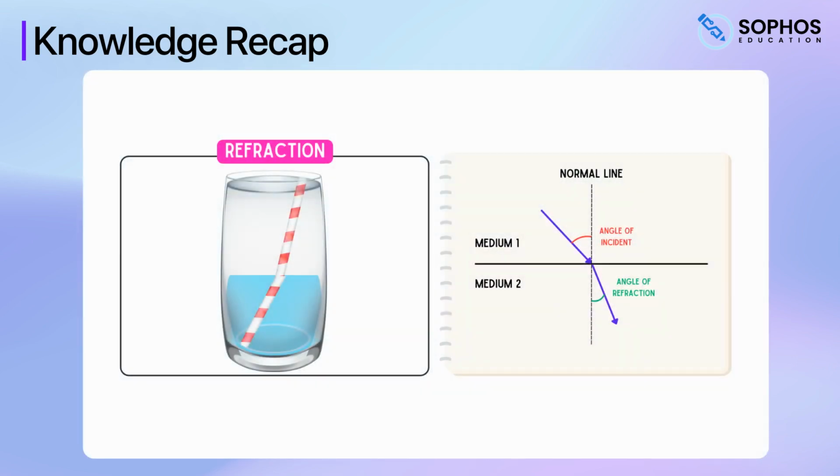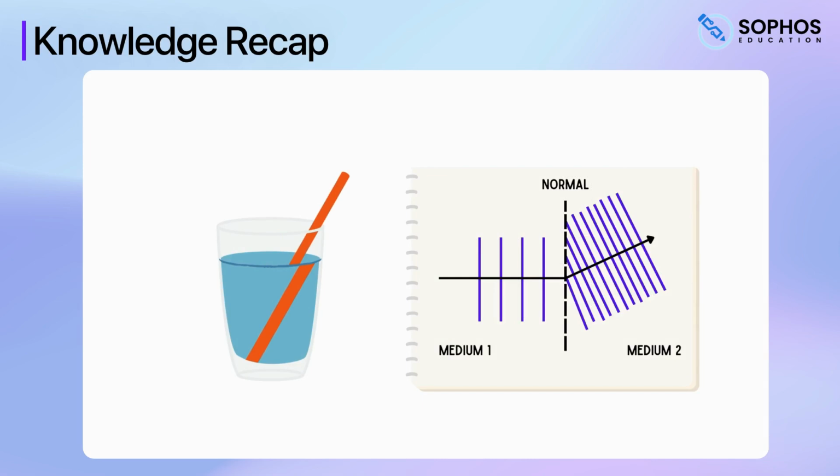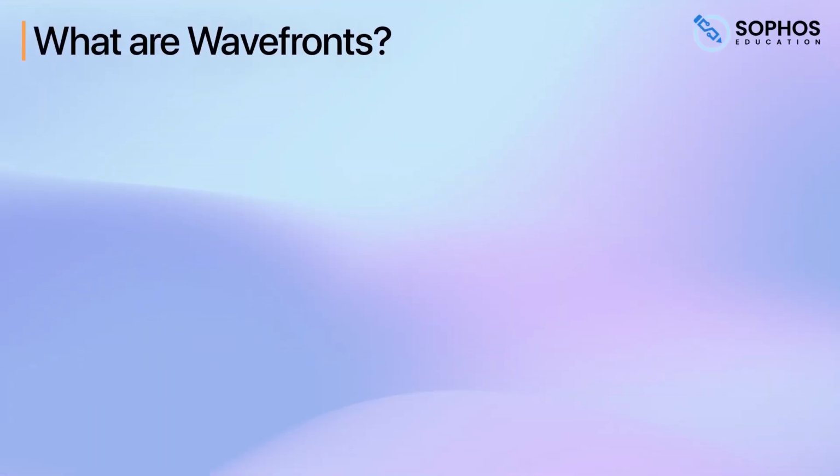So far, you are familiar with the concept of refraction and its associated ray diagrams. You understand how light bends when it travels from one medium to another, like from air to water, and how we use ray diagrams to represent this behavior. Building on this foundation, we will now explore how wavefront diagrams provide an alternative and insightful way to visualize refraction. Let's get started.